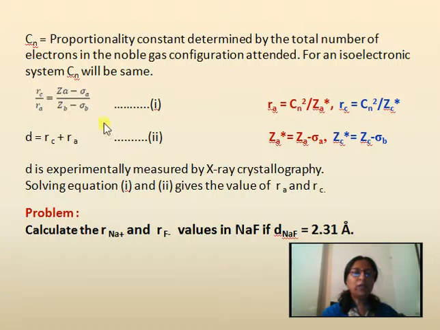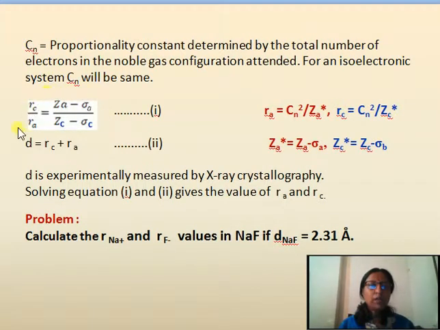So now if we take Rc by Ra, what happens? This becomes Z star A divided by Z star C. So what is that? Because we have seen here that the Z star values are inversely proportional.